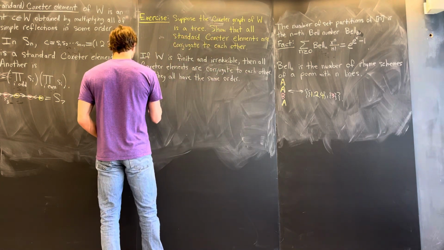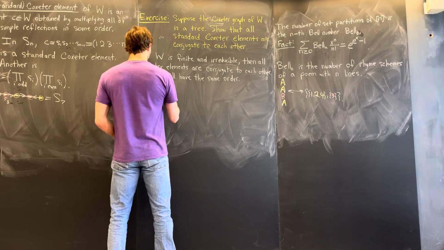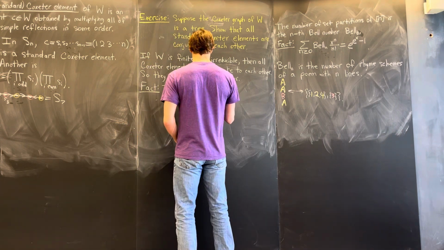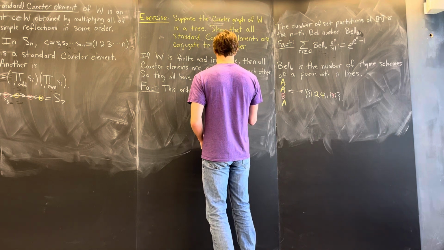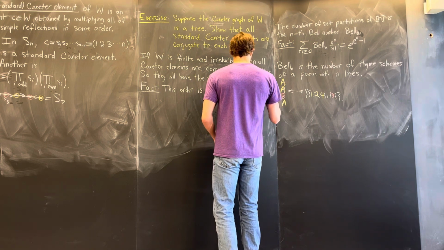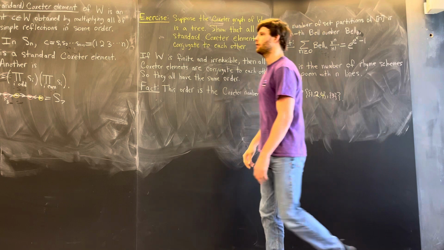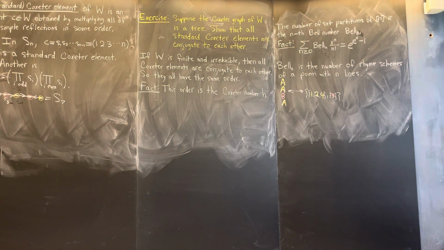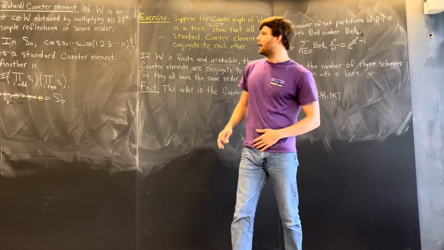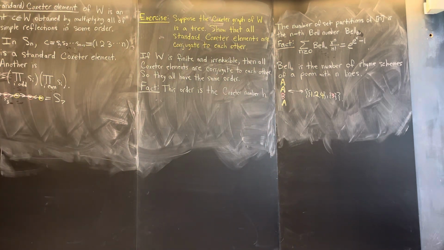And a fact is that this order is the Coxeter number h, which I mentioned earlier. I had this table before of these special numbers, and one of the reasons that they're important is that they are the orders of Coxeter elements. So for example, in Sn, this is an n-cycle, so its order is n, and n is the Coxeter number. Okay.